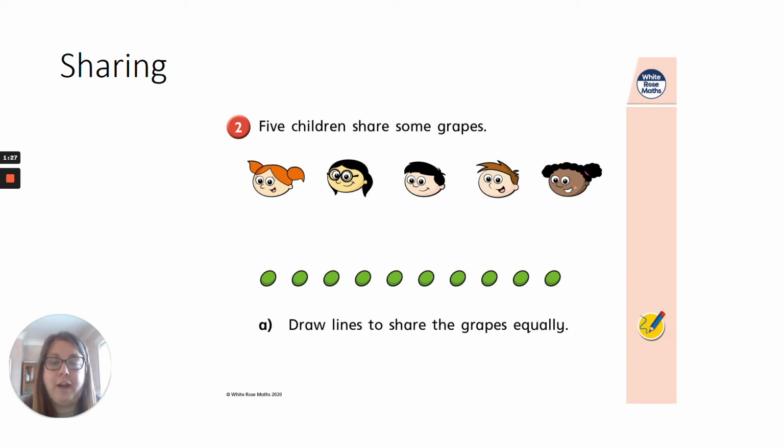Okay, this time we're going to share some grapes between 5. So you need to draw 5 people. And then you need to draw 1, 2, 3, 4, 5, 6, 7, 8, 9, 10 grapes. So 5 people and 10 grapes, and then draw the lines to share them equally. Off you go.